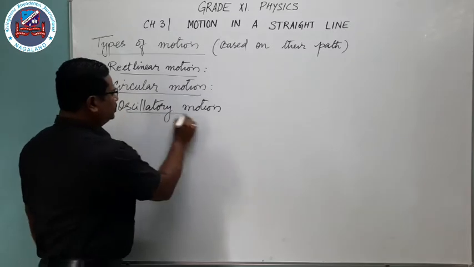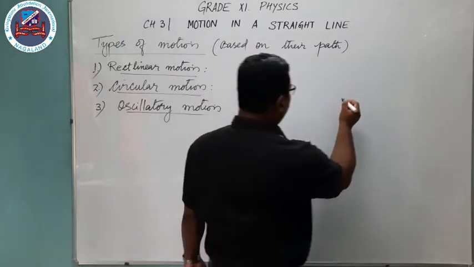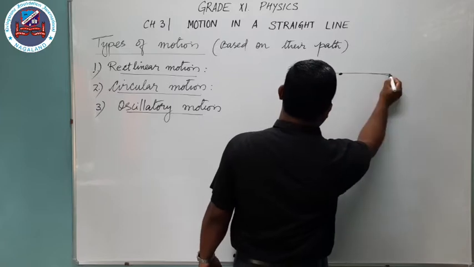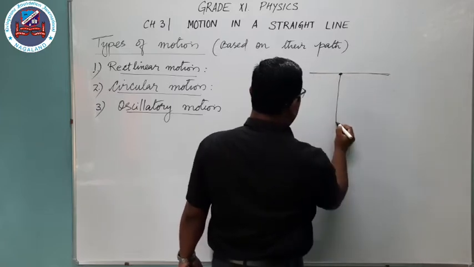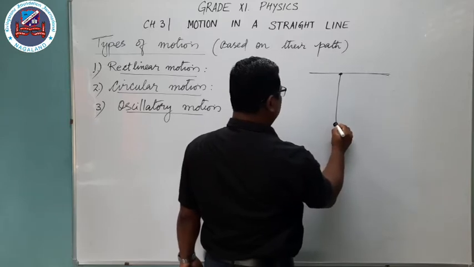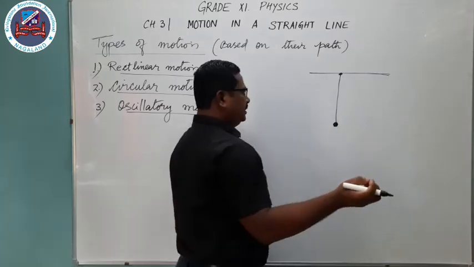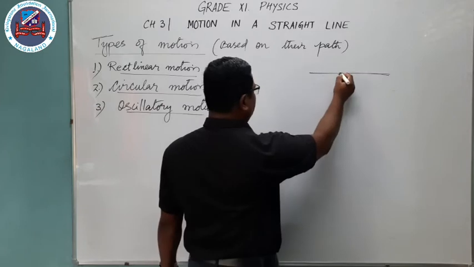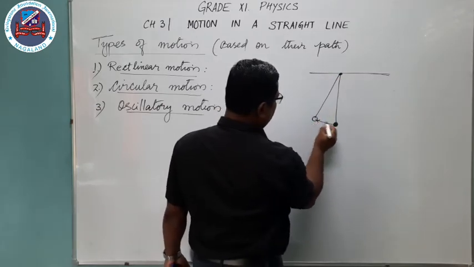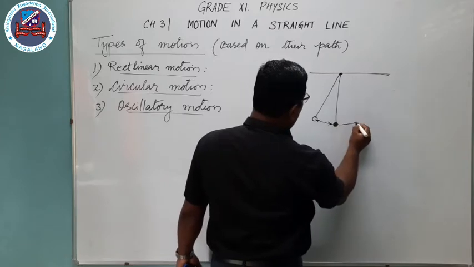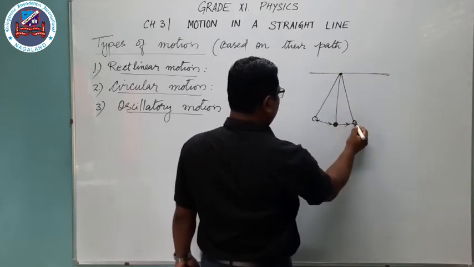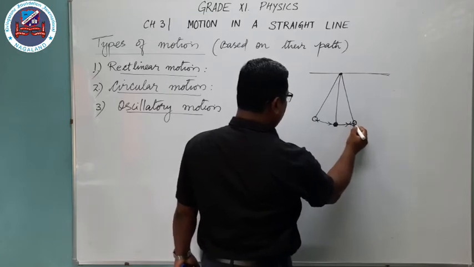In oscillatory motion, the body will pass back and forth. Suppose this is a rigid support, this is a string, and a pendulum bob, a solid heavy mass, is hanging here. If you pull the bob a little bit and then release it, then it will start to oscillate, we say. Why do we say that it oscillates? Because it goes and comes back to the same path.